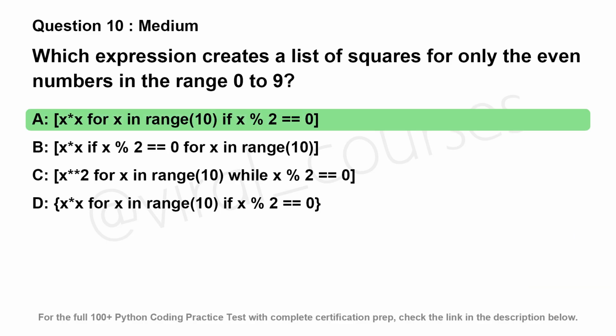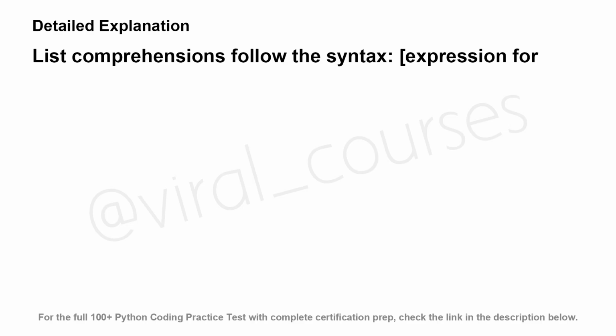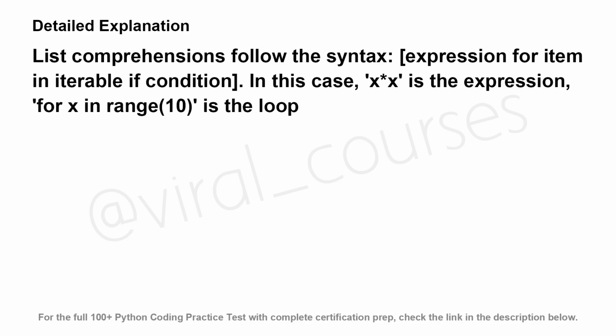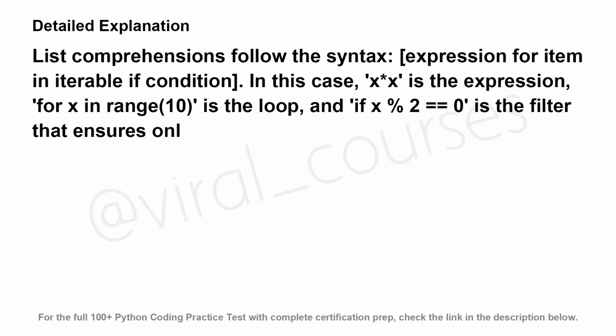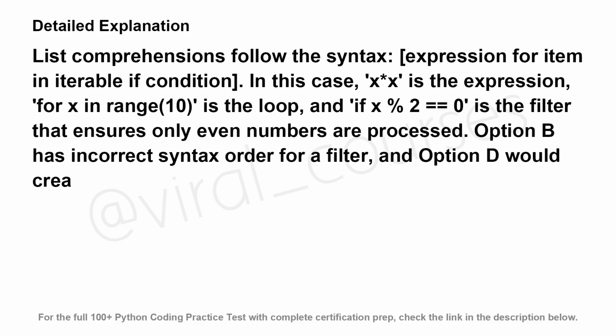The correct answer is A. List comprehensions follow the syntax: expression for item in iterable if condition. In this case, x*x is the expression, for x in range(10) is the loop, and if x%2 == 0 is the filter that ensures only even numbers are processed. Option B has incorrect syntax order for a filter, and option D would create a set, not a list.